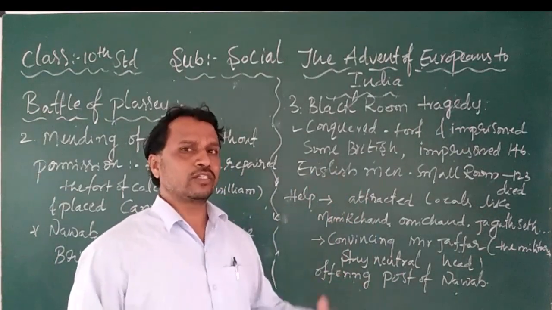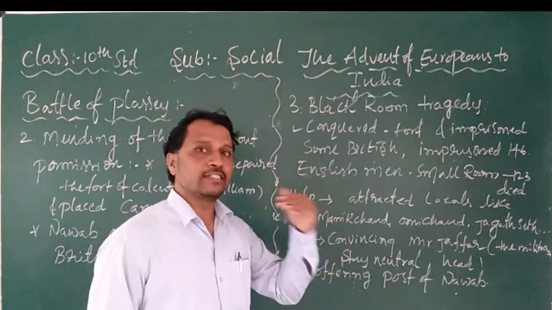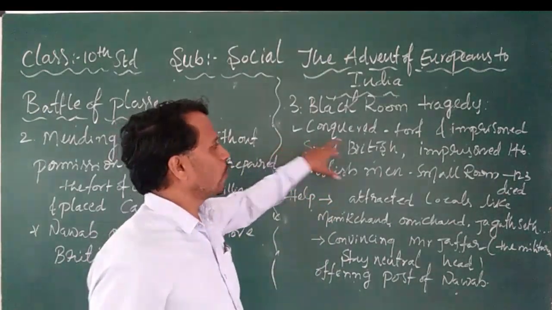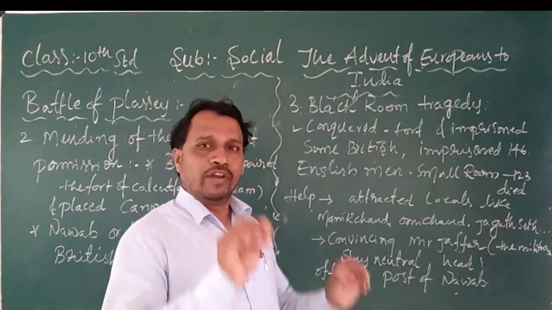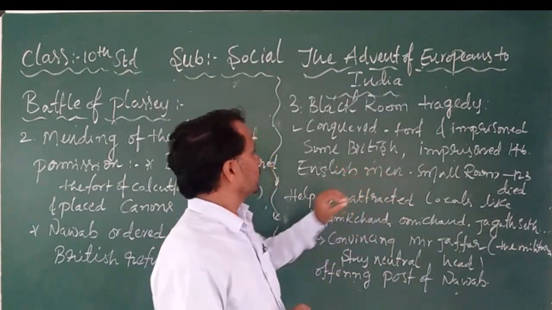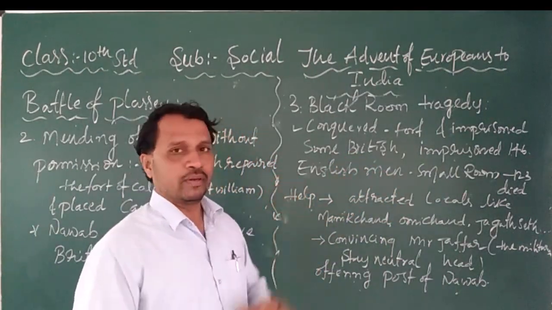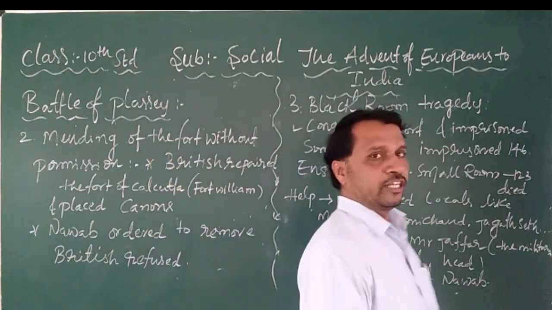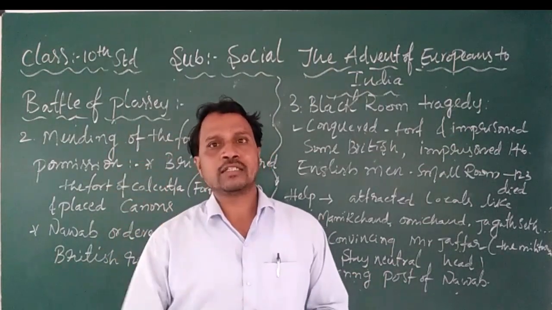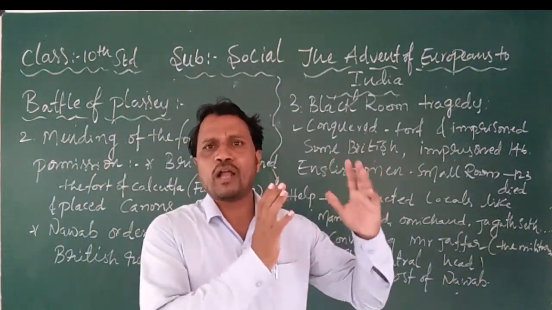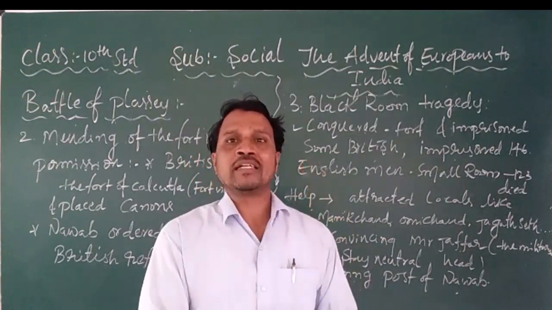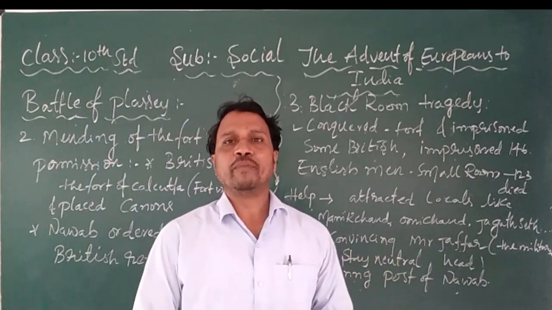Okay, let's learn, friend, what the Black Room tragedy says. As you already know, student, Port William was conquered by Sirajuddin, and there he imprisoned some British people. There were 146 British officers imprisoned by Sirajuddin in one small room in the port. There is one small room in that port, and in it he imprisoned 146 British officers.